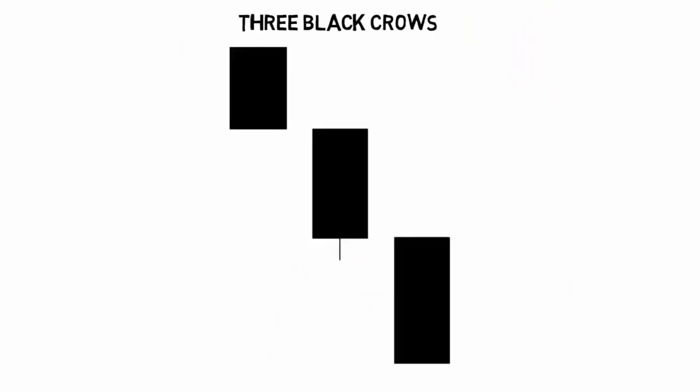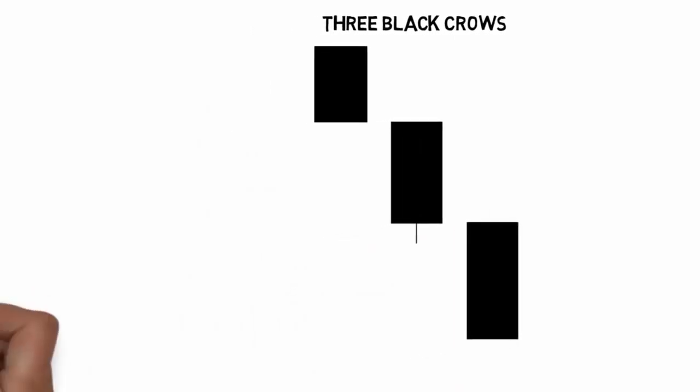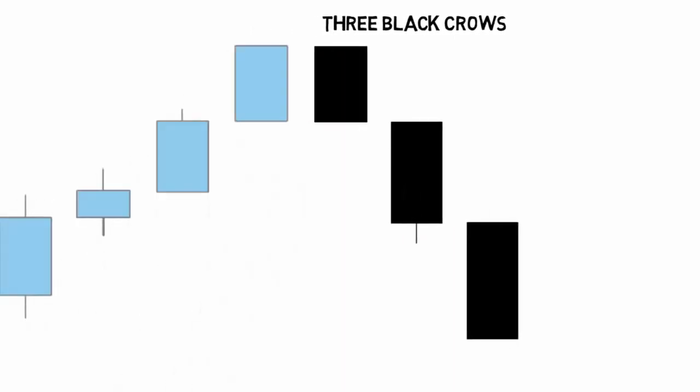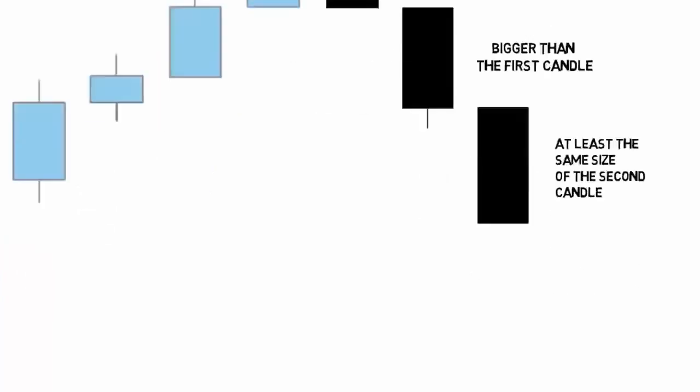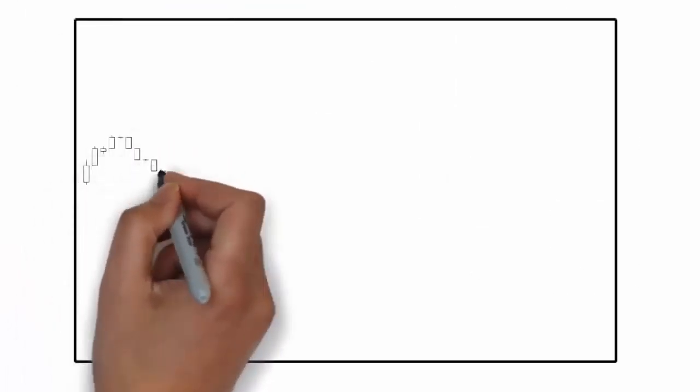The same as its bullish counterpart, it consists of 3 long candles with small or no upper shadows. The first candlestick is either a dark cloud cover or a bearish engulfing candlestick. The second candle should be bigger than the first, and the third is at least the same size as the second one. The problem with both of these candlestick signals is that by the time they have fully materialized, the price may have already made the biggest move, so you can't jump in the market straight away.